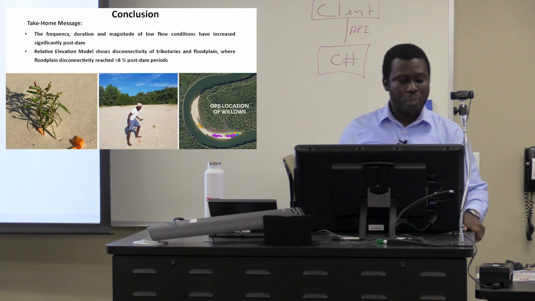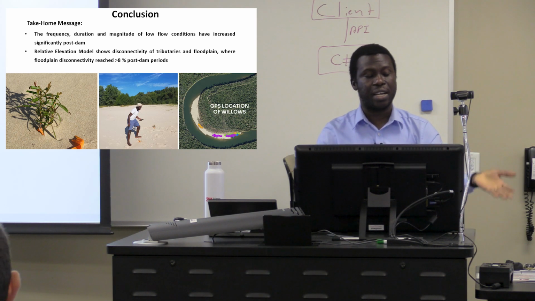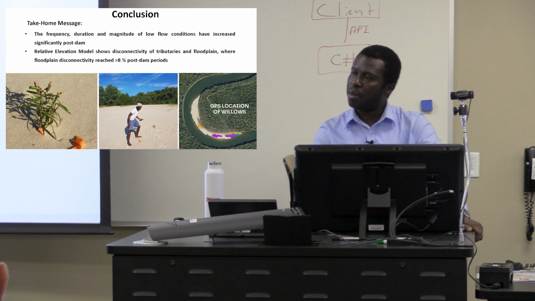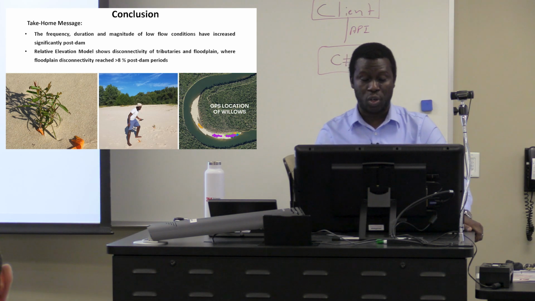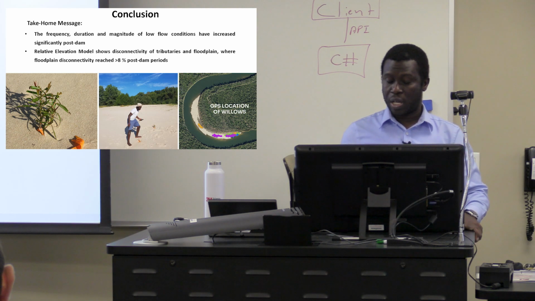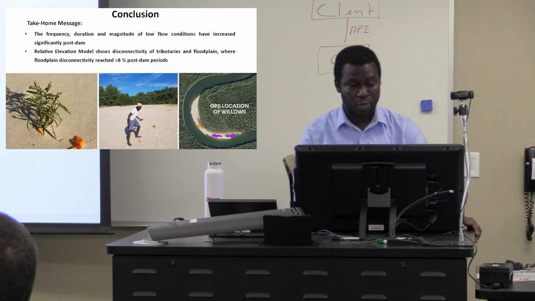So what is the take-home message? That the frequency, duration, and magnitude of low flow conditions has increased significantly in the post-dam period. So stage markedly shows hydrological drought because of degradation. The relative elevation model shows disconnectivity of the tributaries with the floodplain.